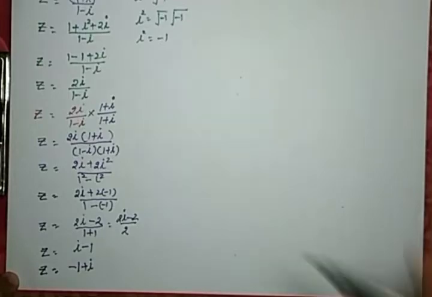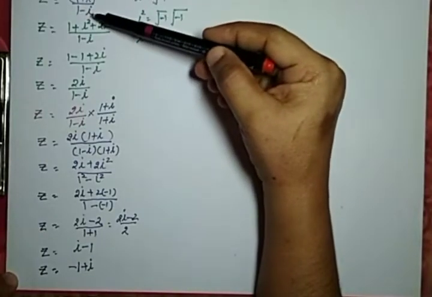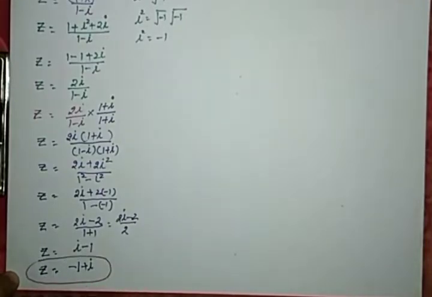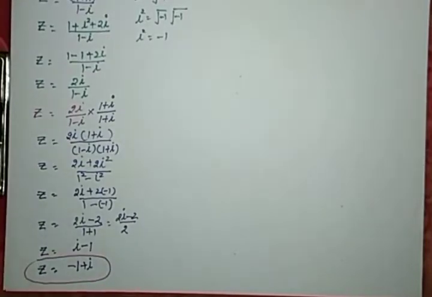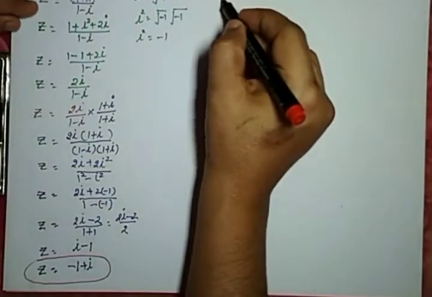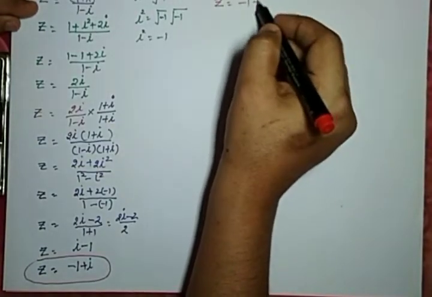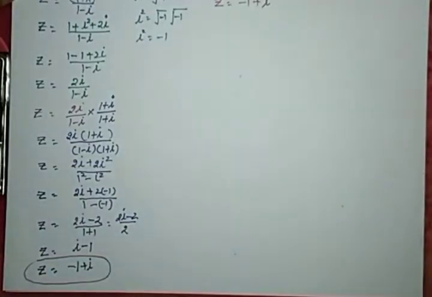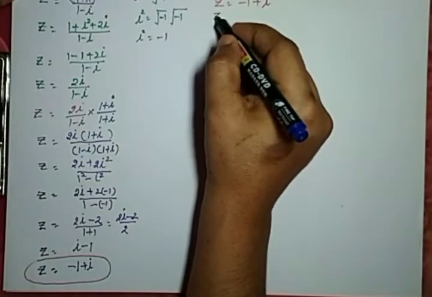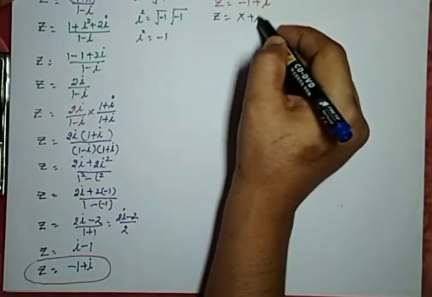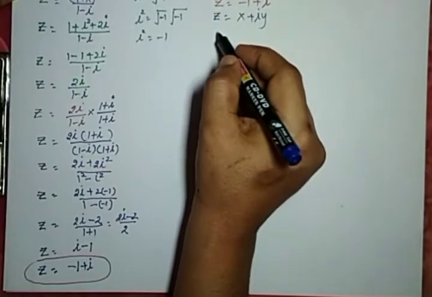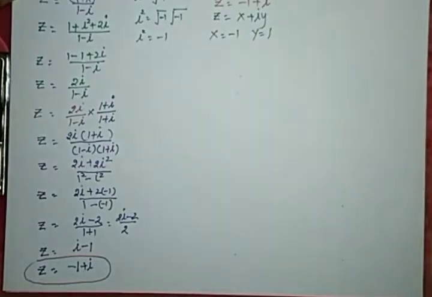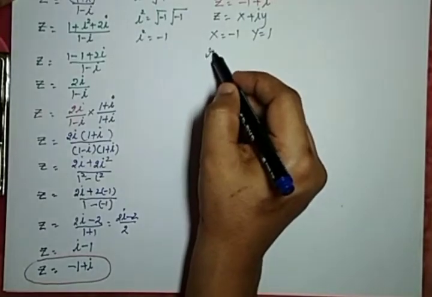So the number that was given, (1 plus iota) square upon (1 minus iota), is now coming in the standard form. z is equal to minus 1 plus iota. Okay, so now what will we do? Yes, the same steps. Compare it with the standard form, x plus iota y: x equals minus 1, y equals 1, and let us calculate r.